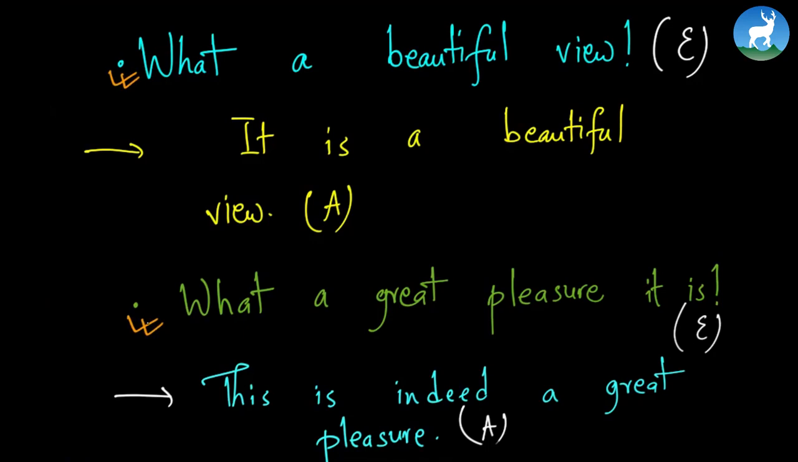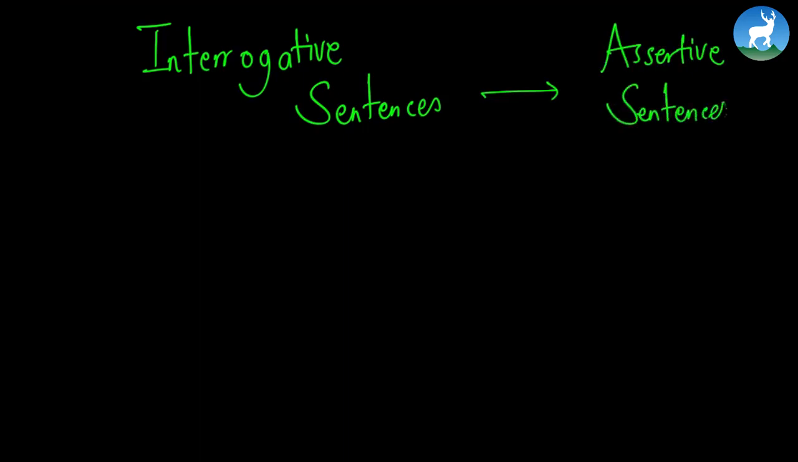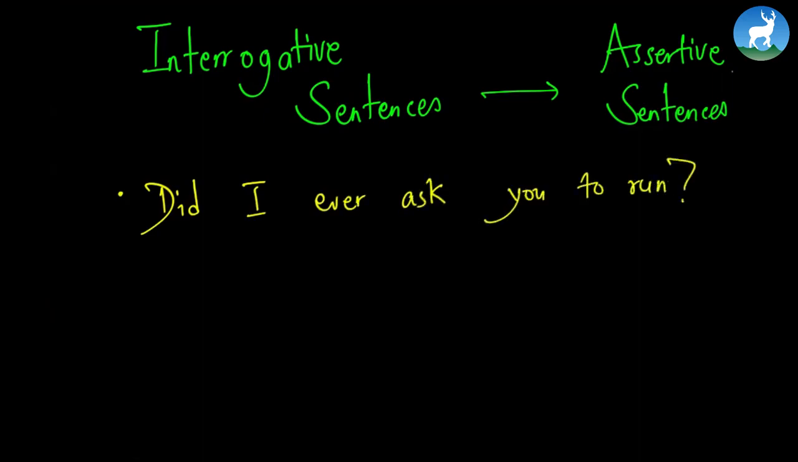Now we'll learn how to change an interrogative sentence into an assertive sentence. That means how to change questions into more like answers. So let's try changing interrogative sentences into assertive sentences. Let's try this one. You can write some example. Did I ever ask you to run? Somebody's running and you stop the person and say, did I ask you to run? That is an interrogative sentence, or a question. Now the point is to transform this interrogative sentence into an assertive one.